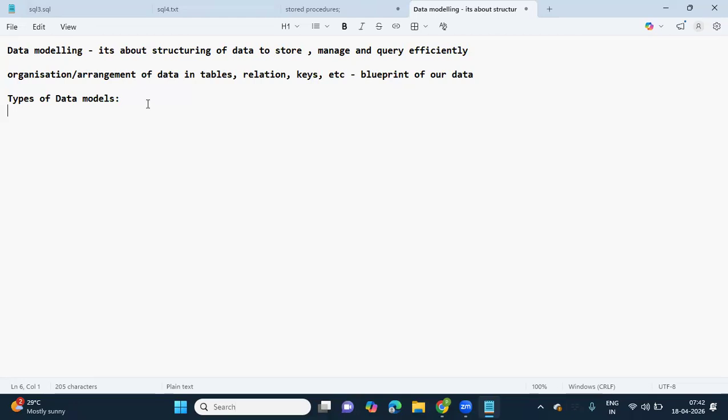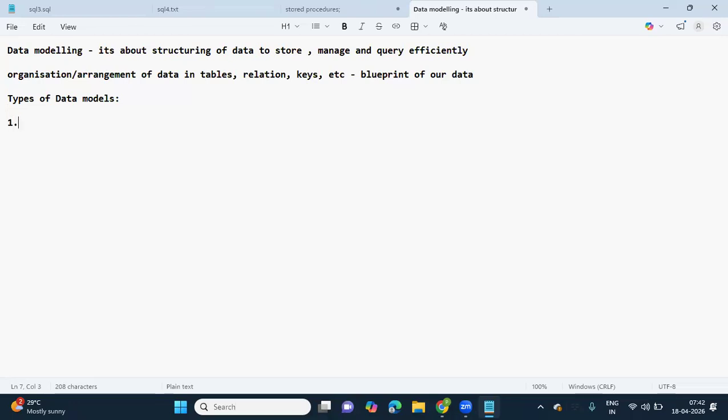Even if it is not the beginning phase, later also you need to join the tables, write the queries, and define the relationships between them. All of this has to be done. So this is important. Types of data models, or we can say how data modeling is done. It can be done in three levels.